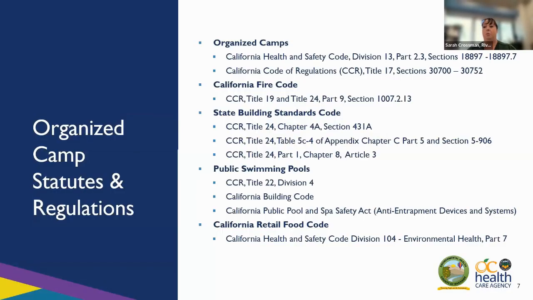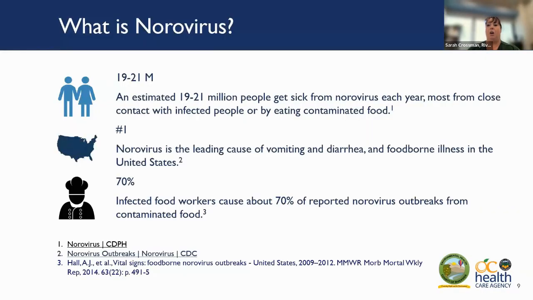Now let's shift gears a little bit and talk about norovirus and why we want to prevent it from entering and spreading throughout camps. According to the California Department of Public Health and the U.S. Centers for Disease Control and Prevention, an estimated 19 to 21 million people get sick from norovirus each year. Most infections come from direct contact with someone who is ill or from eating contaminated food. Norovirus is the leading cause of vomiting, diarrhea, and foodborne illness in the United States.